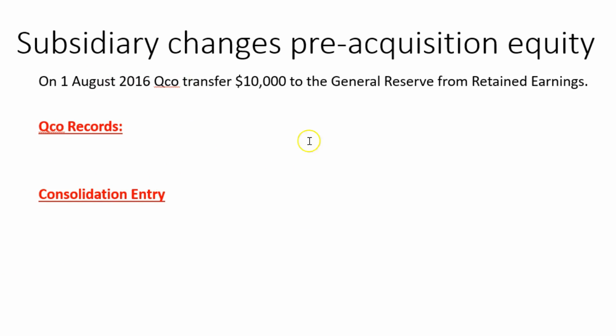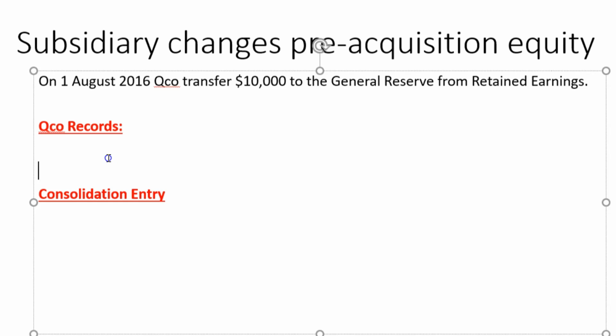So the last thing we're going to look at is just when the subsidiary changes pre-acquisition equity. If they do that, then we need to reverse any changes to restore it to the pre-acquisition balance. So we'll just go through a quick example. On 1 August 2016, QCO transferred $10,000 to the general reserve from retained earnings. So in the books of QCO, which is a subsidiary, they would record these journals.